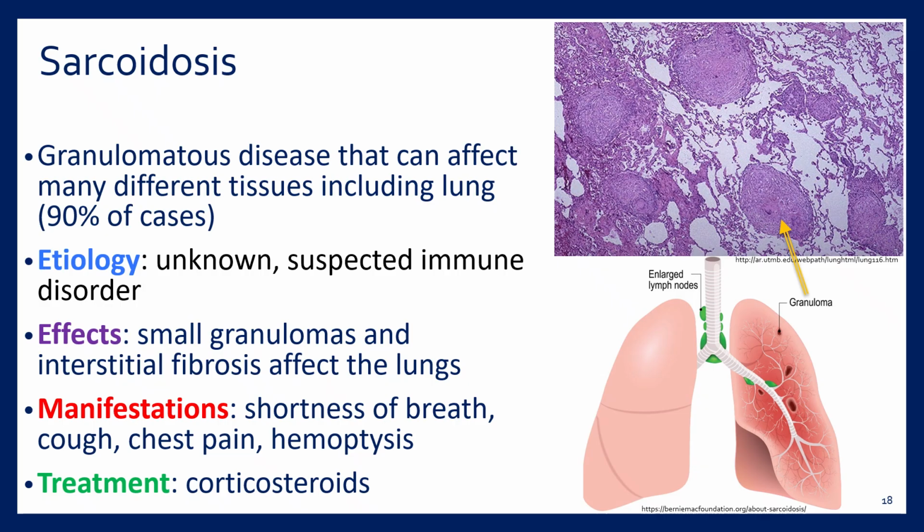Some clinical manifestations are shortness of breath, dry cough, chest pain. Bilateral hilar lymphadenopathy on imaging is classic. Sarcoidosis is often diagnosed by ruling out everything else first. It is the ultimate diagnosis of exclusion. Treatment would be corticosteroids, and some cases resolve spontaneously. Others will progress to pulmonary fibrosis.